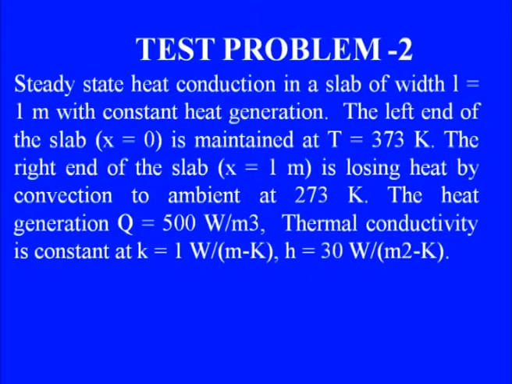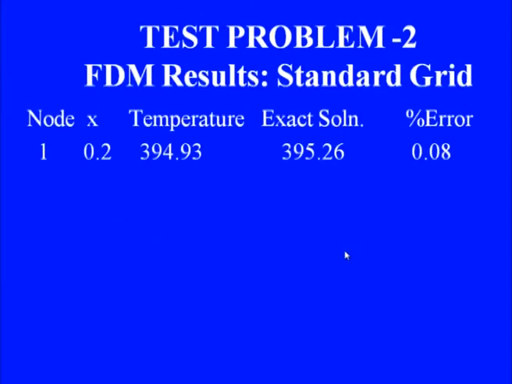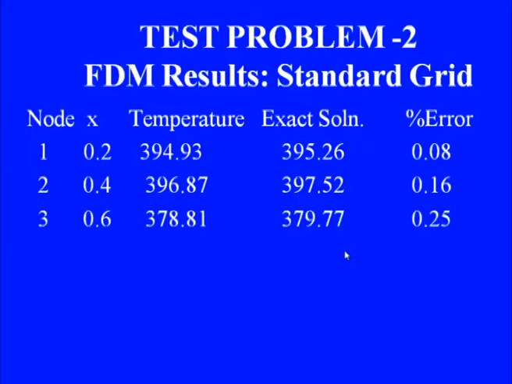It ends the set of results which you can obtain. You can try and run the code for this particular test case, a slab of width 1 meter with constant heat generation. This is a test case for convective boundary condition. The left end of the slab is maintained at T equal to 373 degrees, and the right end is losing heat by convection to ambient at 273 Kelvin. The heat generation is constant 500 watt per meter cube, and the thermal conductivity can be taken as 1. The convective heat transfer coefficient, let us say we have taken 30, and this is the result obtained with our standard grid.